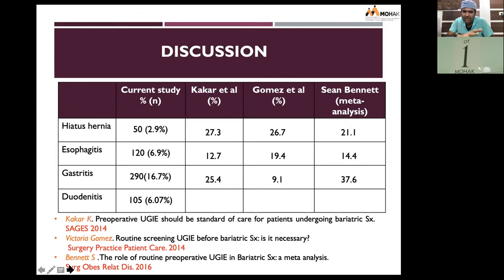We had gastritis as the most common finding in most surgeons doing upper GI endoscopy preoperatively for a sleeve, esophagitis being the second most common, and the third most common being duodenitis, with hiatus hernia taking the fourth position. So, we have a lot of studies, but gastritis overall, what we have seen in all these studies, remains the most common finding in patients who undergo endoscopy for a sleeve gastrectomy.